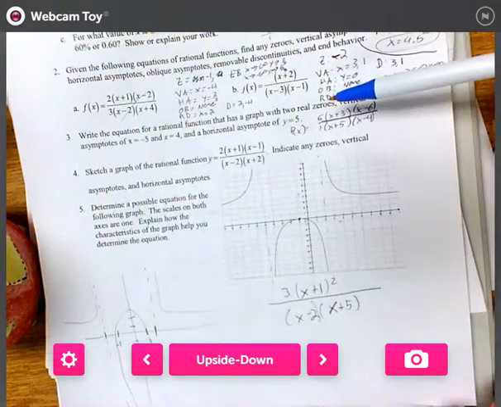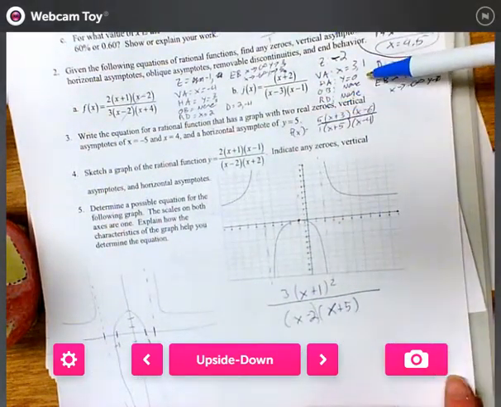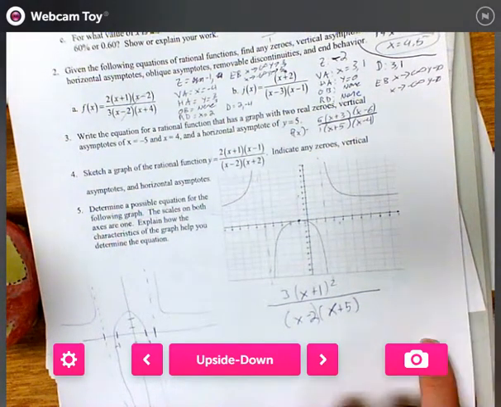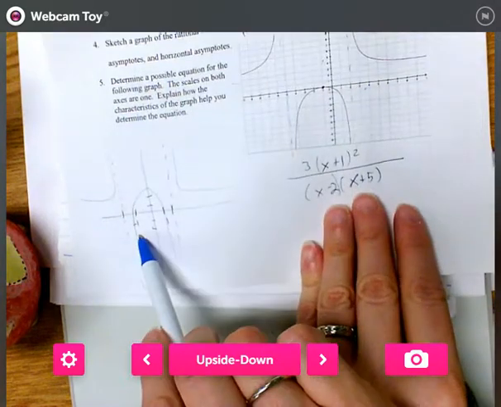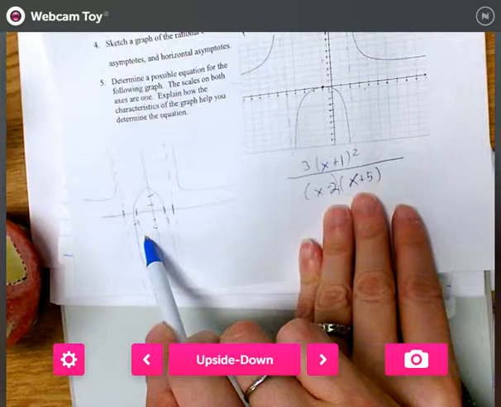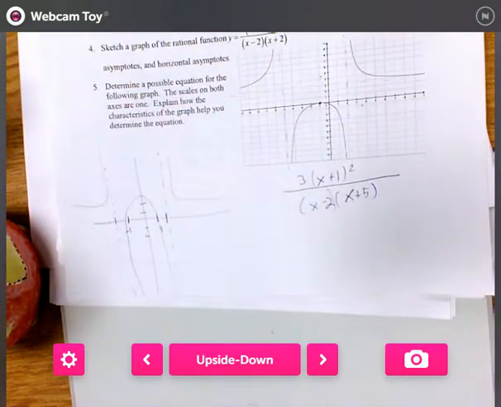Number 3 is f of x equals 5 times (x plus 3) times (x minus 6) over 1 times (x plus 5) times (x minus 4). Number 4, this is my sketch down here. Okay, number 5, I get 3 times (x plus 1) squared over (x minus 2) times (x plus 5).